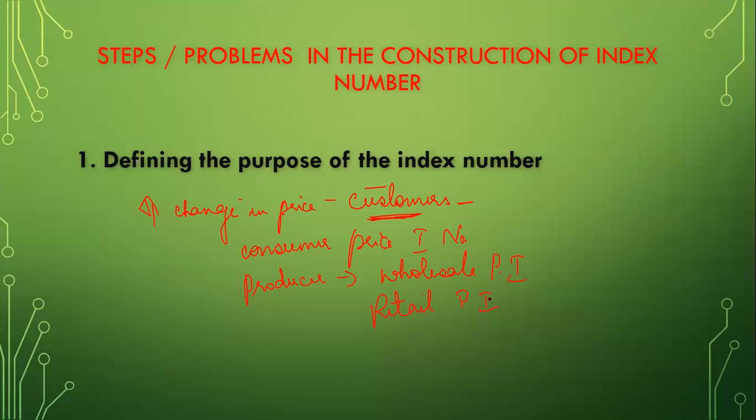If you know what is the purpose of the index number, it will help us to know how to select an item, what averages are to be used, how weights can be assigned to the particular values. So if you know what the objective is, then other things can easily be done with the help of the objective.